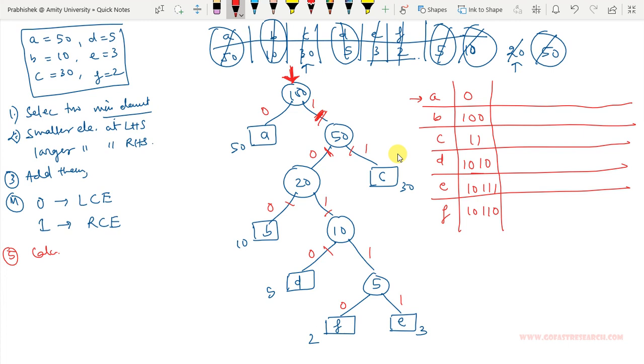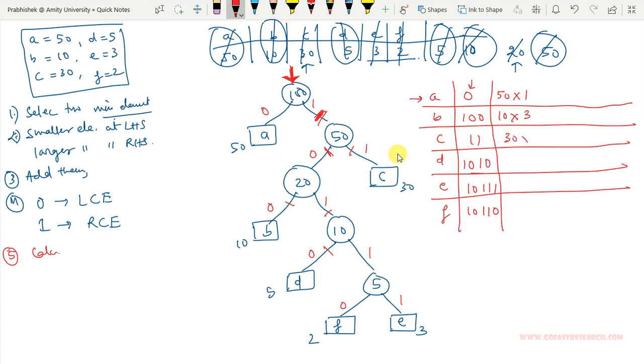So now let's see the frequency count. The frequency count of A is 50, into number of bits. Now I am calculating the number of bits required to represent A. So this is 50 frequency count into how many bits? Only one bit, which is 0. Now what about B? Frequency count is 10, and the number of bits required to represent B is 3.